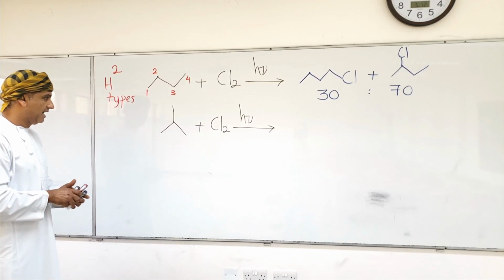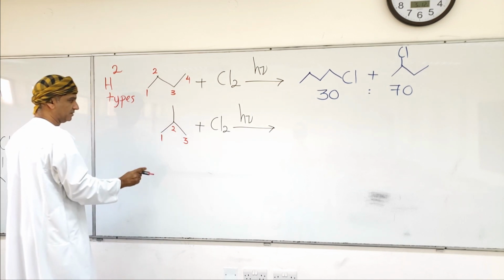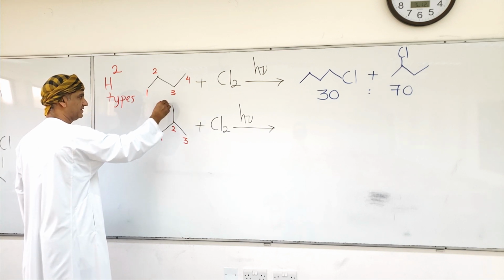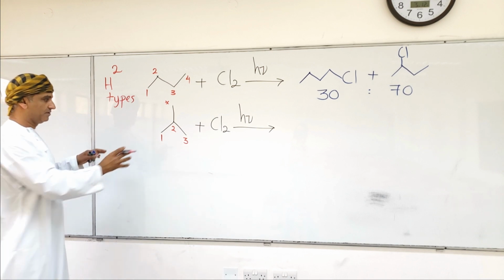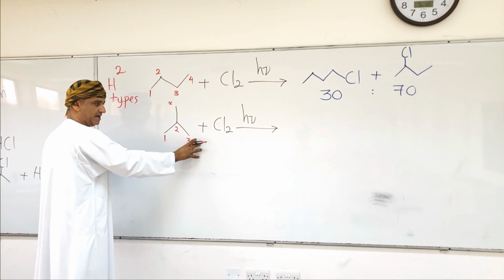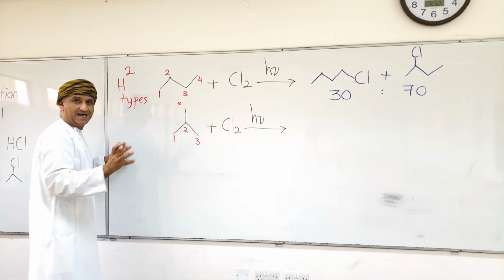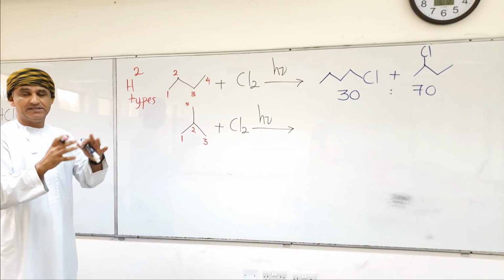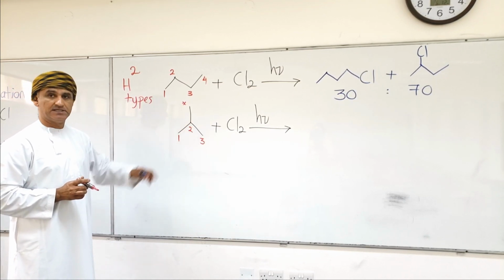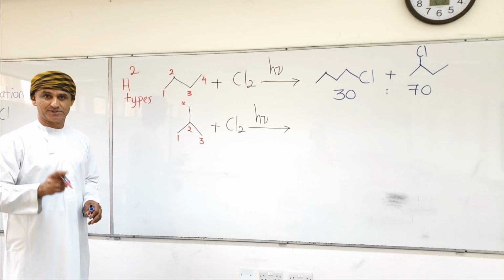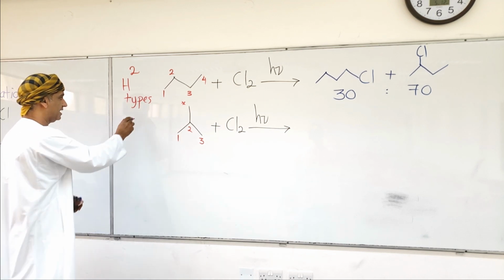If you look at isobutane and number it 1, 2, 3, and give this one a star, you will see that 1, 3, and star are exactly the same. So 3 hydrogens on carbon 1, 3 hydrogens on carbon 3, and 3 hydrogens on carbon star: 9 hydrogens are of one type. These 9 hydrogens are identical, so that's one type. The second type is the lone hydrogen on carbon 2. There is only one hydrogen on carbon 2, but it's of a different type. So therefore, there are 2 types.